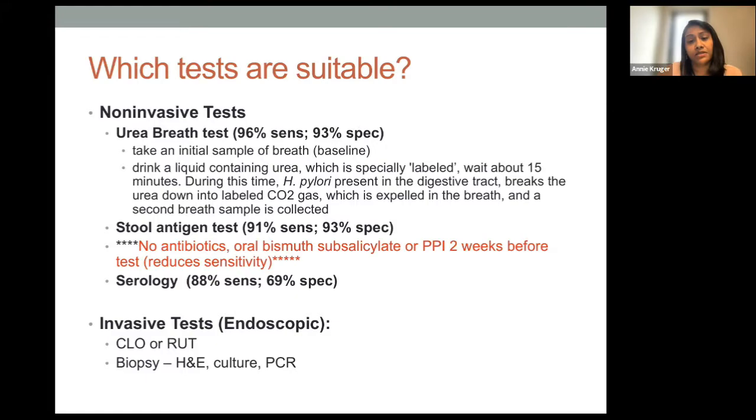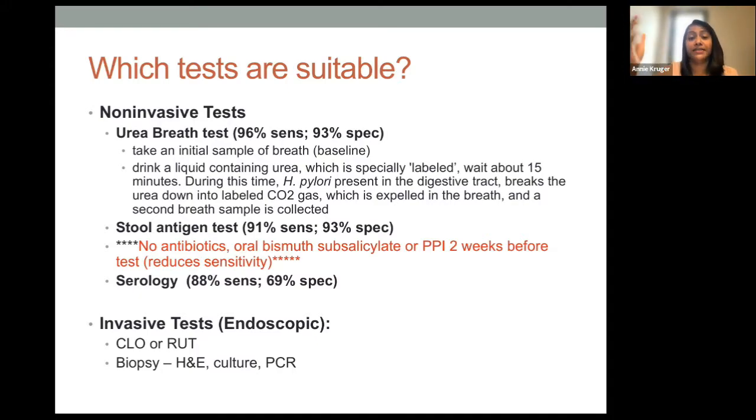So urea breath test is probably the best because it has 96% sensitivity and about 93% specificity. The way it works is the patient has to come in to do this test. They do an initial sample, okay, then they drink a liquid that contains urea with some labeled carbon in it. They wait about 15 minutes, and during this time, if you have H. pylori present in your stomach, it'll break down the urea and release carbon dioxide gas, and that carbon was already labeled. So when they expel that gas in their breath, you can collect that sample and measure the amount of radiolabeled CO2 gas that's present.